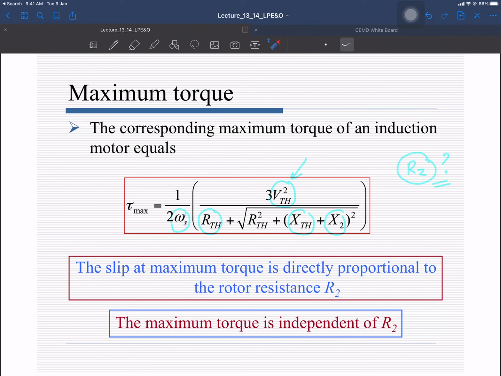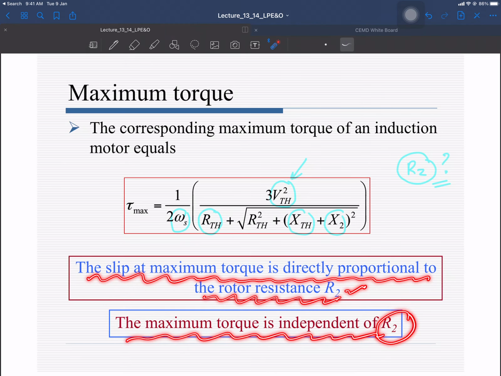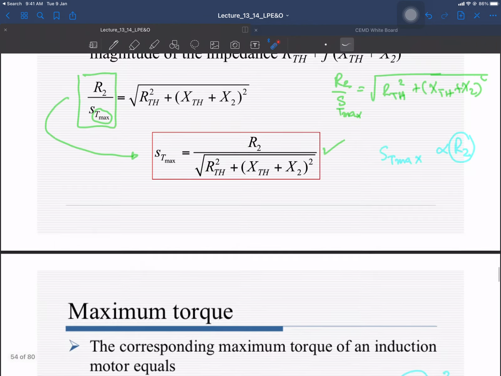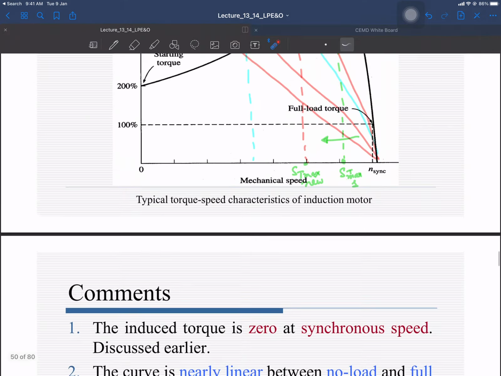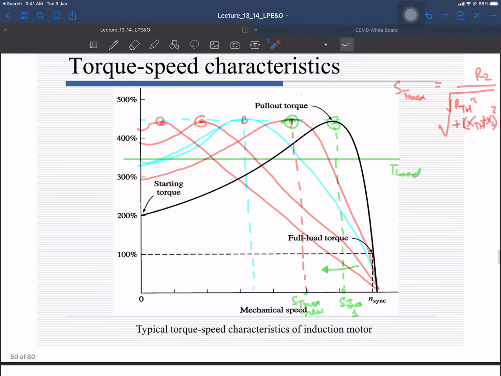So by changing the rotor resistance, the point at which this maximum torque is going to occur, that is changing. The position of the maximum torque is changing, but the magnitude of the maximum torque is not changing. So the slip at the maximum torque is directly proportional to the rotor resistance R2. But maximum torque is independent of R2. Right? So maximum torque is independent of R2. R2 is not going to change the maximum torque.